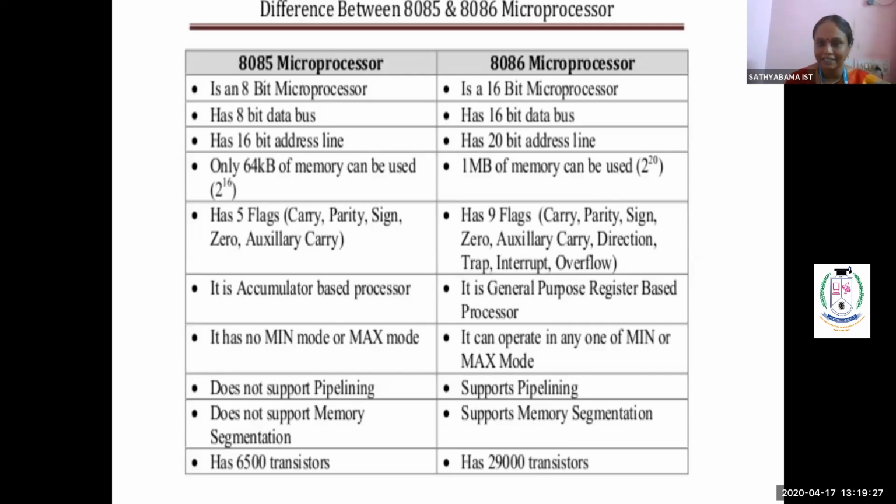Then address line. The address line decides the memory capacity of the microprocessor. In 8085, my address line is 16-bit, so we say 0000 to FFFF. But here my address lines will be 20-bit. So what is the memory capacity of 8085? 2 power 16, that is 64 KB will be the memory of the 8085 microprocessor. But when you go with 8086, it is 2 power 20, 1 megabyte. So the memory is increased compared to the 8085.